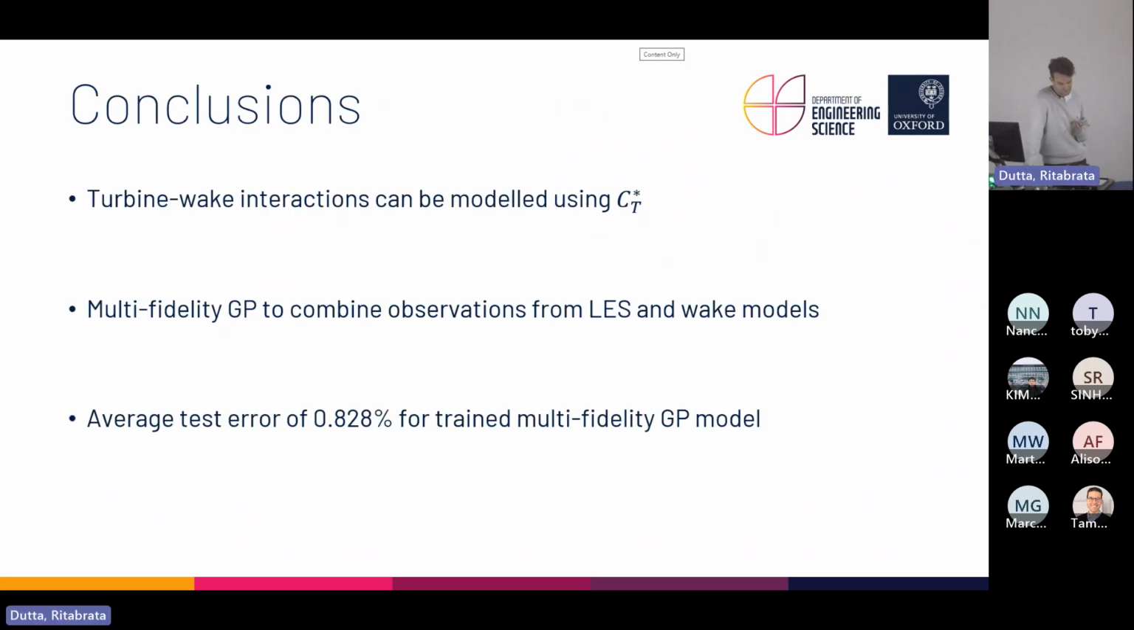So to conclude, the turbine-wake interactions within a wind farm can impact wind farm performance by up to 40%. And this can be modeled using a parameter CT star, the internal turbine thrust coefficient. And we built a data-driven model of CT star as a function of turbine layout. And we built this model using a multi-fidelity Gaussian process regression, combining data from low fidelity and high fidelity sources. And we had an estimated test error of less than 1%, which was a substantial improvement compared to existing models as well.